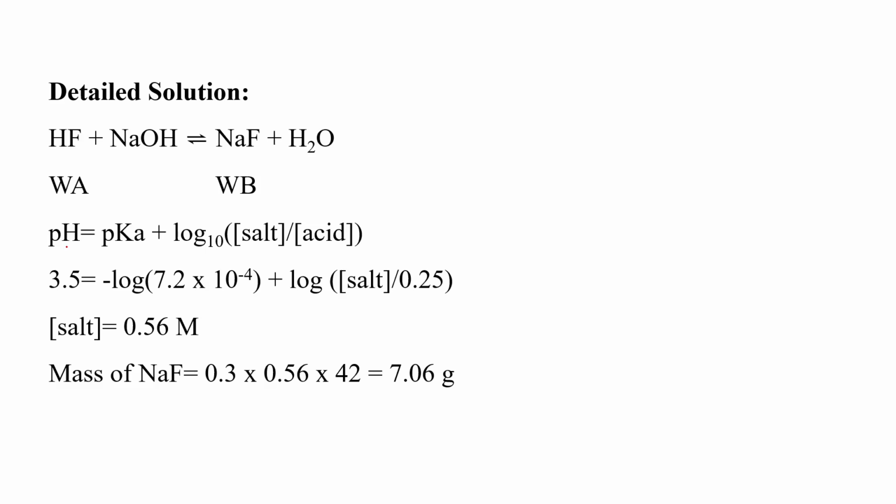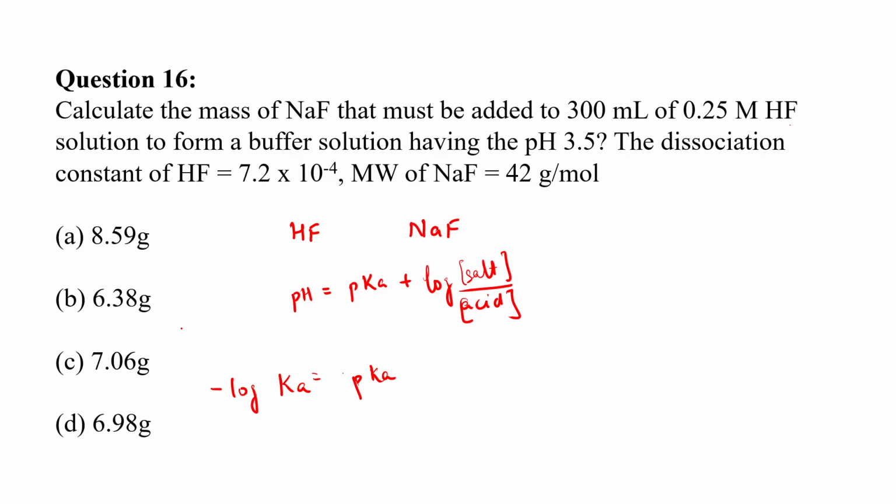So you have the pH value 3.5, pKa value is negative log of the Ka value, then salt concentration upon acid concentration is 0.25. Now from this you get the salt concentration as 0.56 molar. Now in the question, if you see, the question says 300 ml and they have asked the mass of NaF.